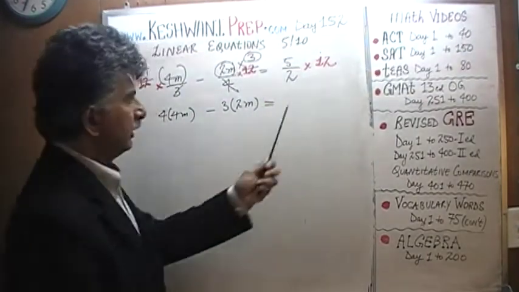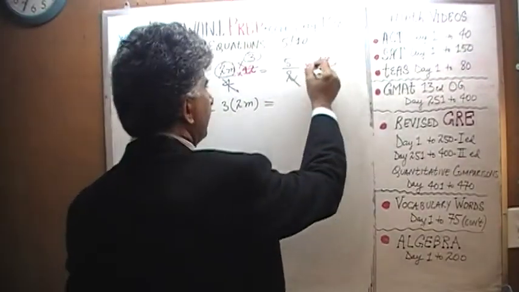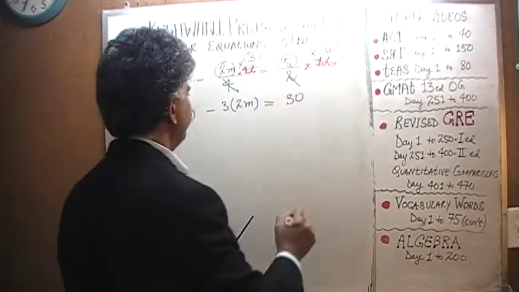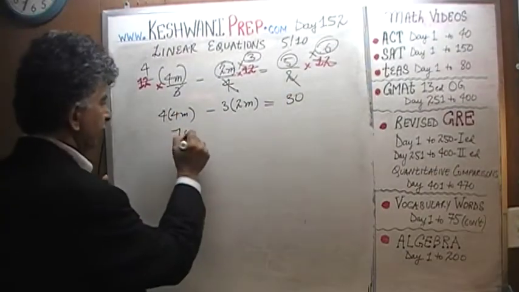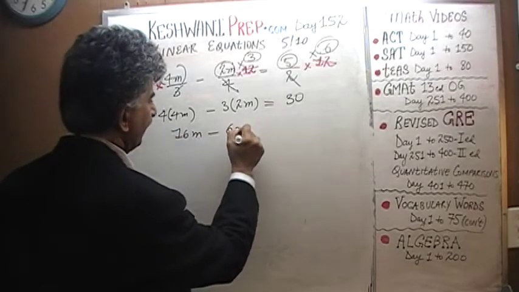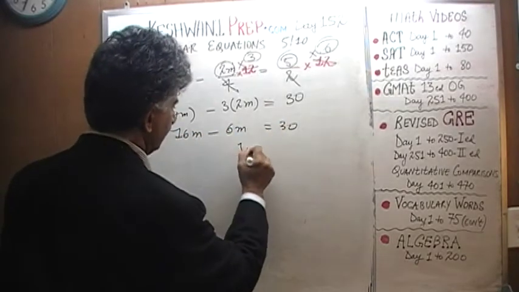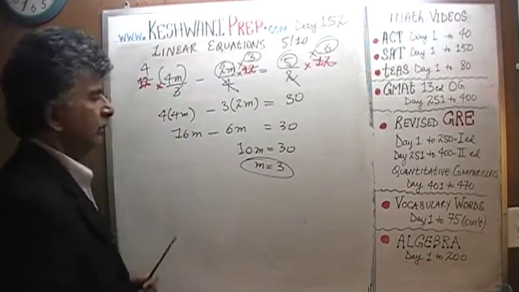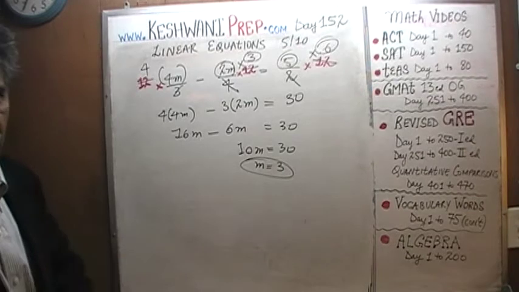And here we can use this 12 to get rid of this 2, divide top and bottom by 2 and it becomes 6. So we end up with 5 times 6, which is 30. That's it, we're done. 16m minus 6m equals 30. That tells us that 3m equals 30, which tells us that m is equal to 3. Very simple, very straightforward.